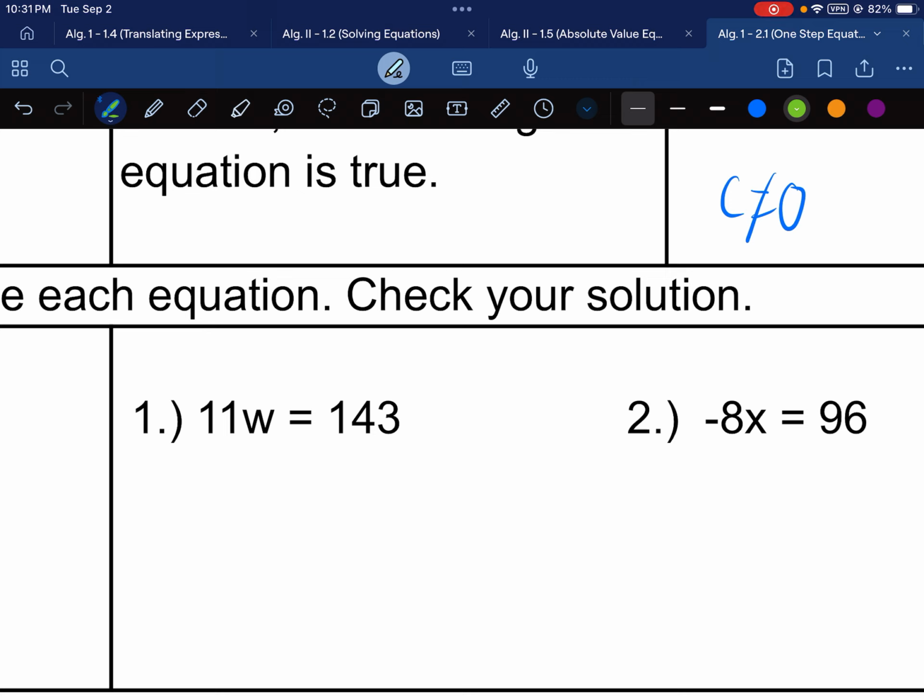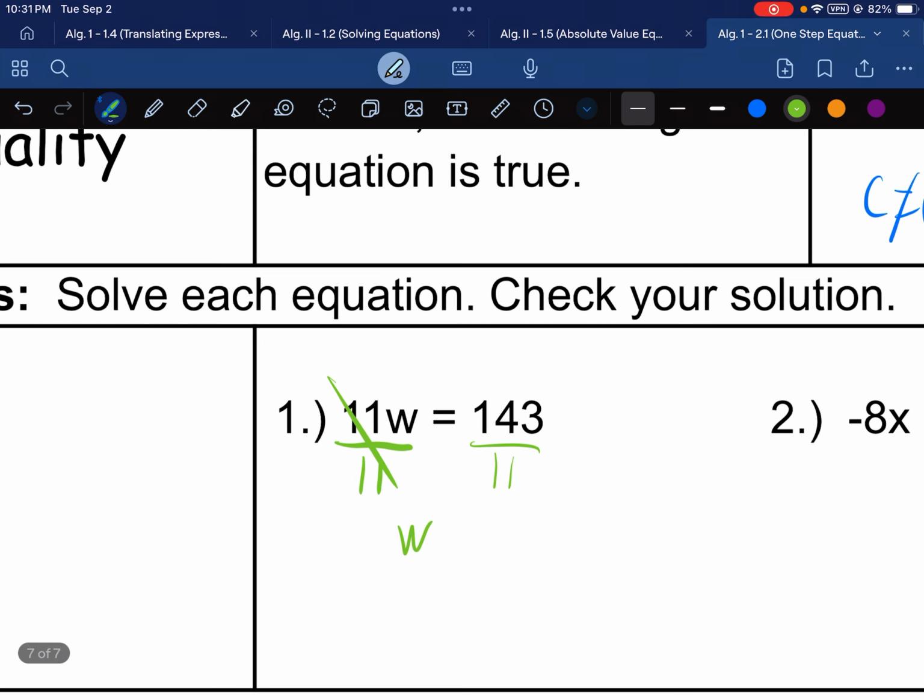So on number 1, 11w equals 143. So once again, focusing on what's happening to the variable, and then how do we undo it. Our variable is being multiplied by 11. The opposite of multiplication is division, so we'll divide by 11. And 11 divided by itself is 1, and you get 1w, or just w. But like we mentioned up above, we have to divide both sides if we divide one side. And so we divide both sides by 11.